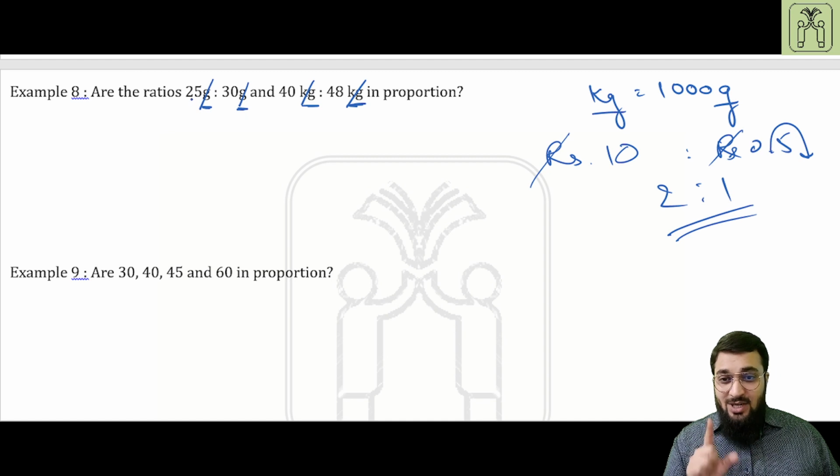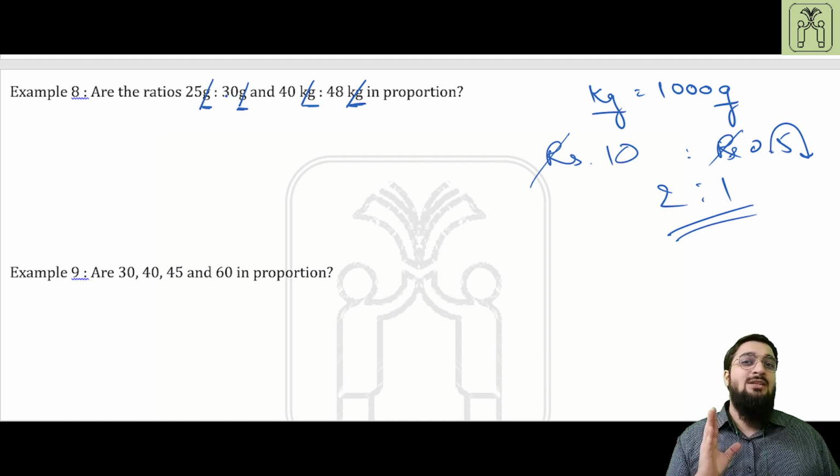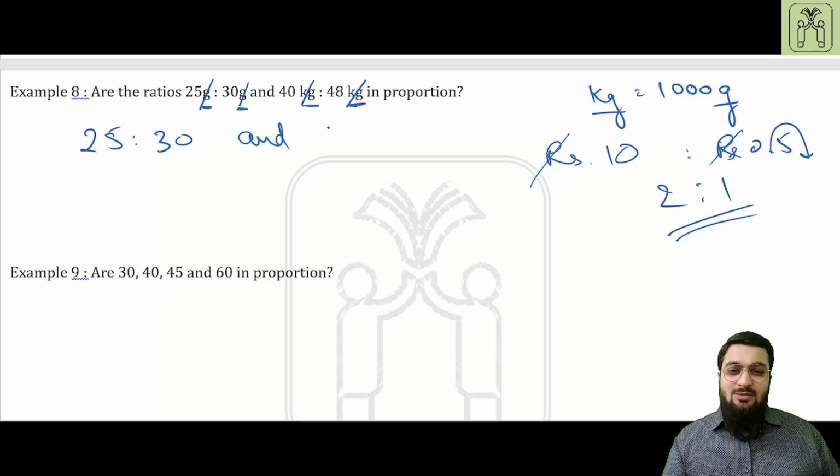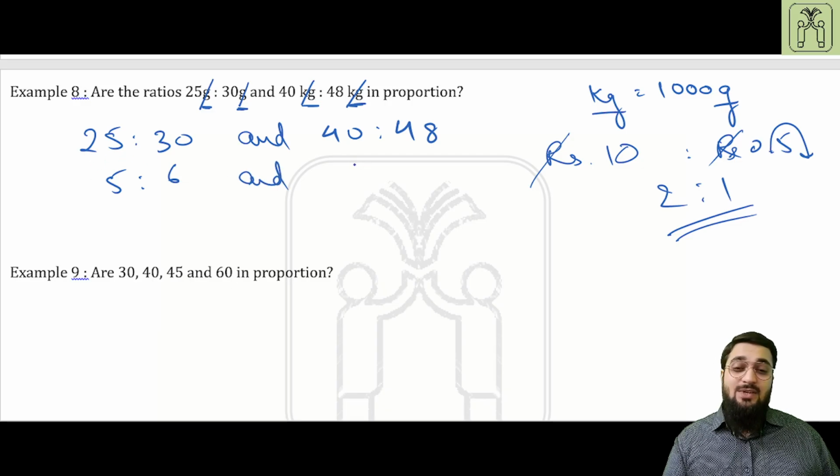If it had been 25 gram is to 30 kilogram, then conversion from kilogram to gram, or vice versa, would have been necessary. Are the ratios 25 is to 30 and 40 is to 48 in proportion? We just have to simplify and see. After simplifying, we will get 5 is to 6, because 25 and 30 are divided by 5, and 40 and 48 are divided by 8: 8 fives are 40, and 8 sixes are 48, so it is 5 is to 6. Therefore they are in proportion.